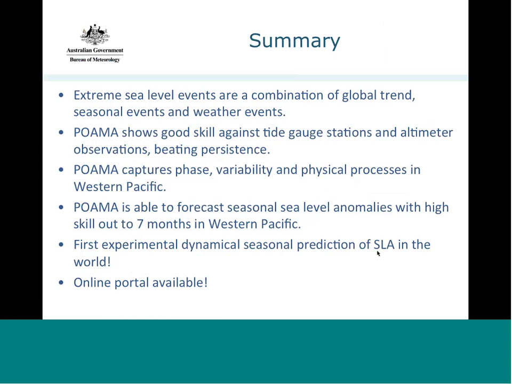So in summary, extreme sea level events are a combination of global trends, seasonal events and weather events, and POAMA shows good skill against tide gauge stations and altimeter observations, beating persistence for predicting the seasonal component of these events. It's able to capture the phase variability in physical processes in the Western Pacific. I didn't show it, but if you have a look at the papers, there are skill plots for the Atlantic, but they are certainly nothing to boast about. But we are able to provide forecasts of sea level anomalies with high skill out to 7 months in the Western Pacific.